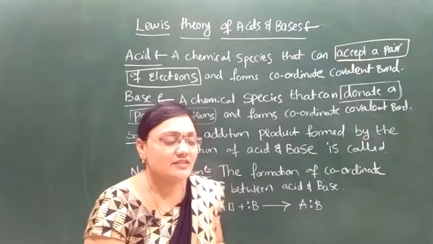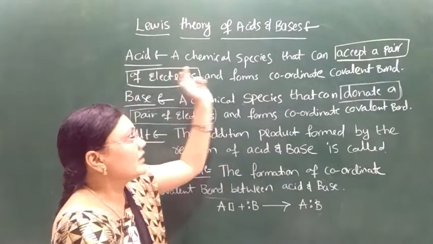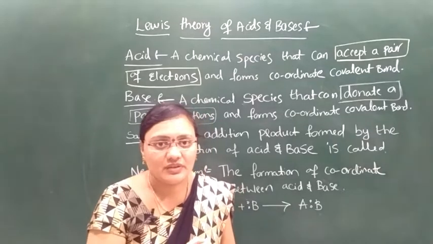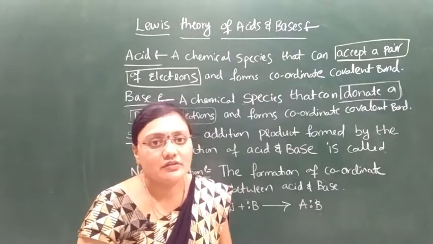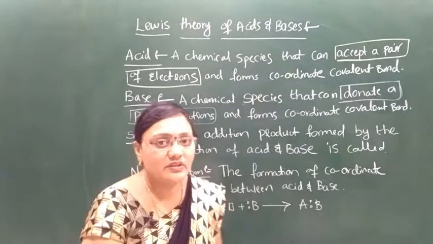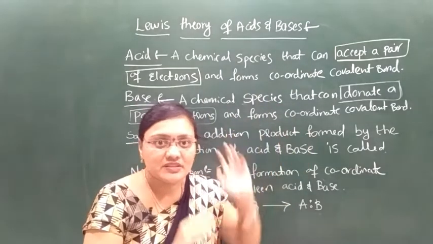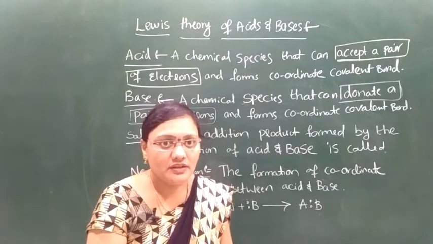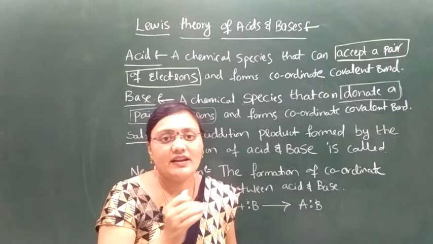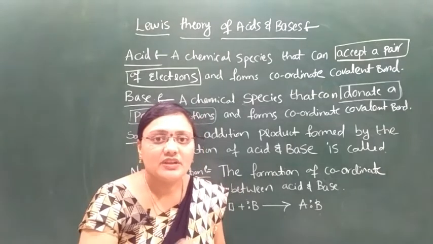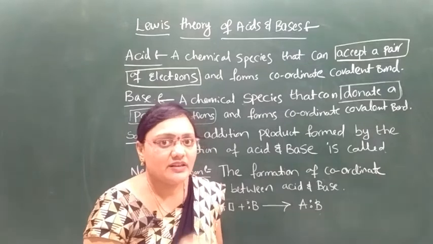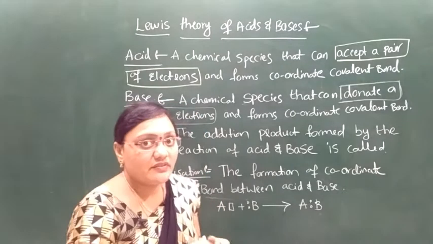First of all, Lewis acid. A Lewis acid is a chemical species that can accept a pair of electrons. The pair of electrons is accepted to form a coordinate covalent bond. This Lewis theory is similar to the coordinate covalent bond. A species that accepts a pair of electrons to form a coordinate covalent bond is called a Lewis acid. Accepting a pair of electrons is very important for a Lewis acid.